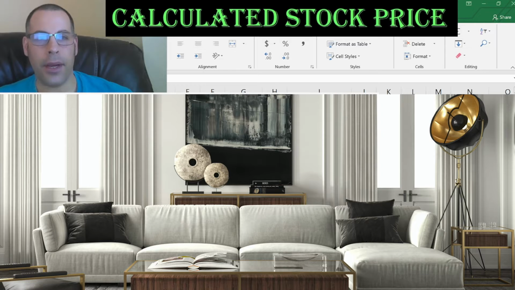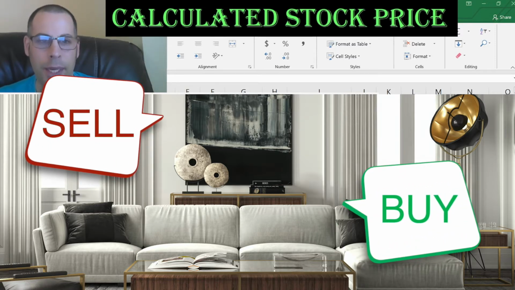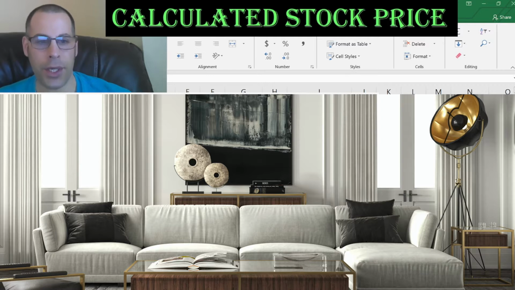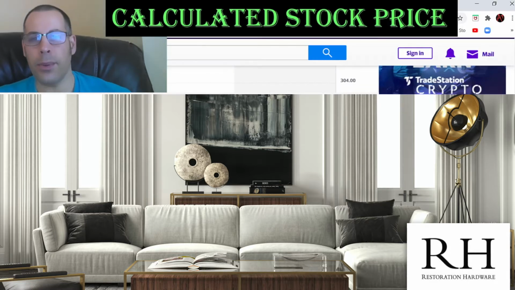Together, we will enter the company's financial information and capital structure into my Excel model. Then we determine whether the stock is a buy or a sell. At the end, we calculate and analyze the financial ratios. The company we're going to look at is Restoration Hardware. They sell upscale home furnishings. Let's get started with the model.